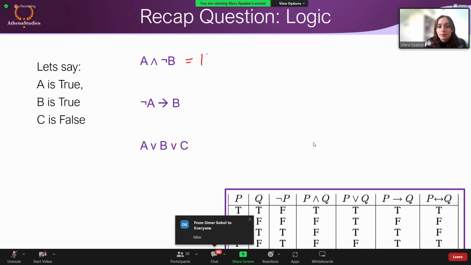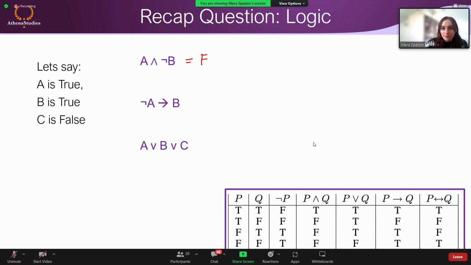Yes, and why? Because A is true, but not B also has to be true for the conjunction to be true. So not B is false in this case. Exactly, great, indeed. So we have this negation here. So as was said, this becomes false. So we get true and false. And if we check our little table here, true and false becomes false. They both need to be true. Yes, perfect. Okay. So that is indeed our first one. So if we have not A implies B, what do we get?